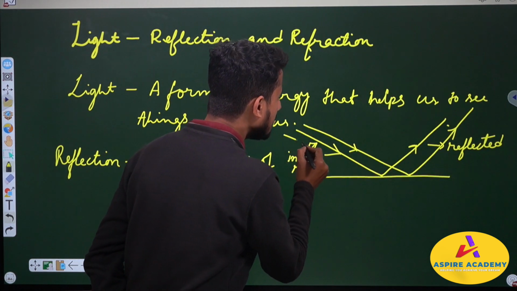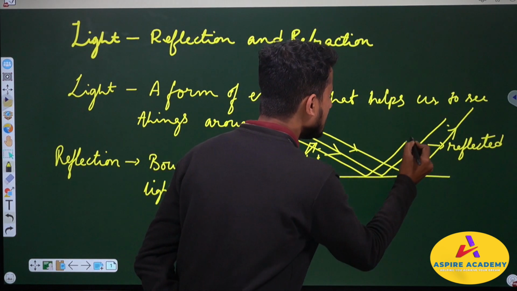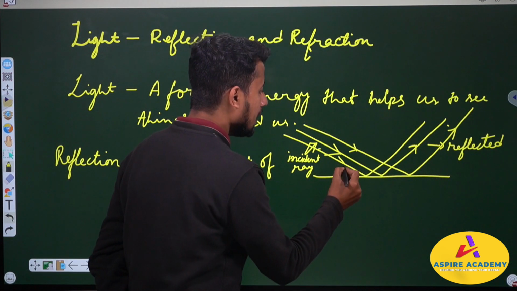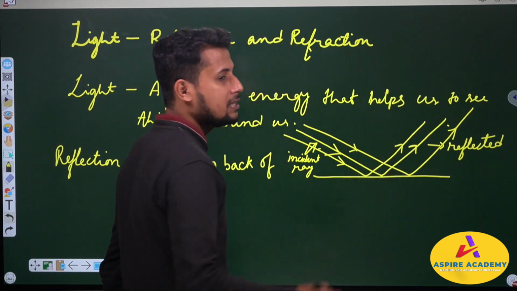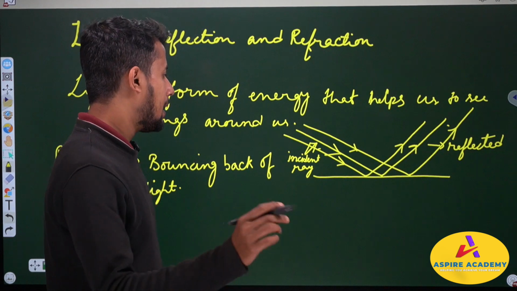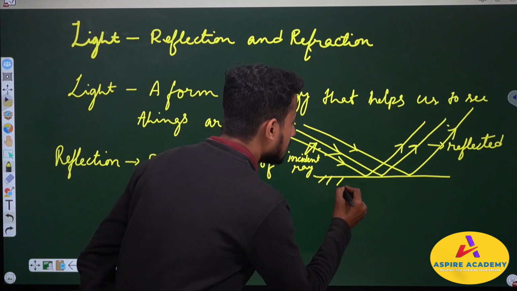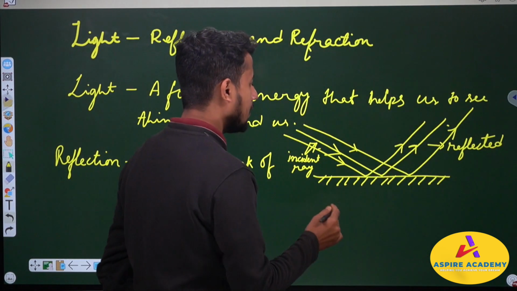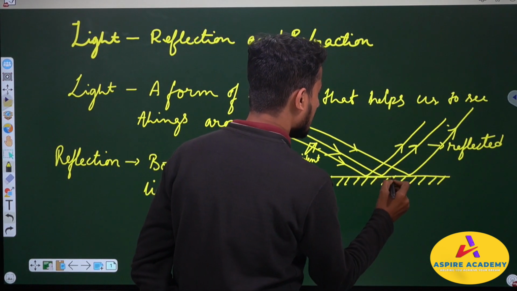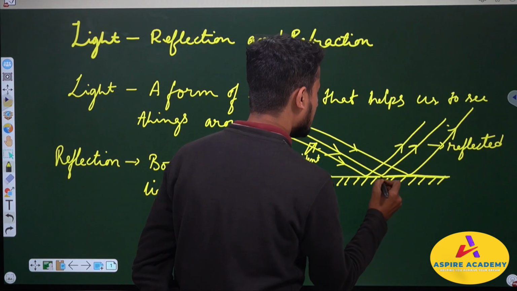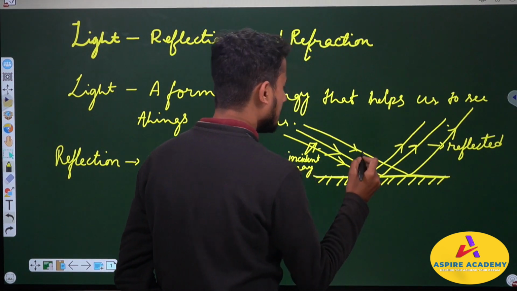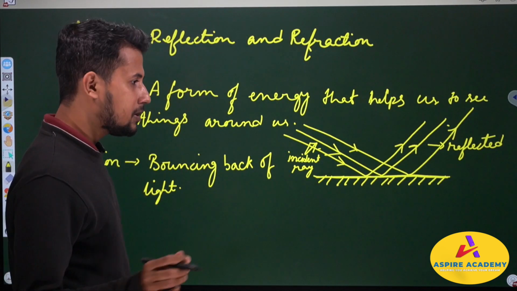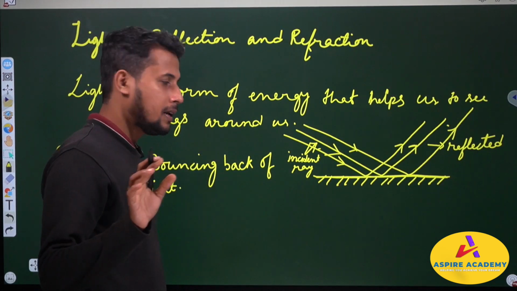So in case of a mirror, you will always see that the incident ray and the reflected ray are always in the opposite direction to each other. Clear? This is a plane mirror. This is the back side of the plane mirror. This is the rough surface, back side. And this is the front part, that is the plane surface of the mirror. Understood the logic behind mirror?